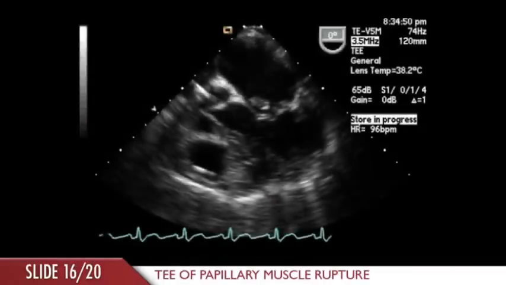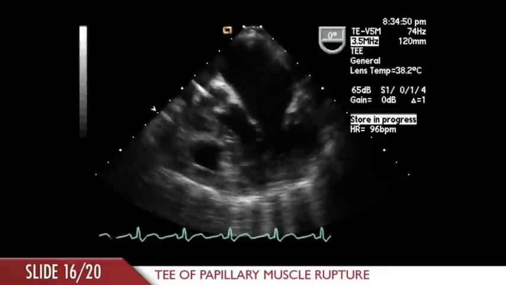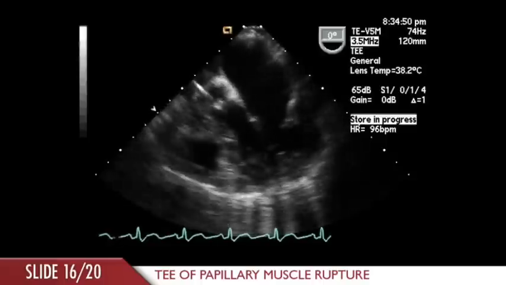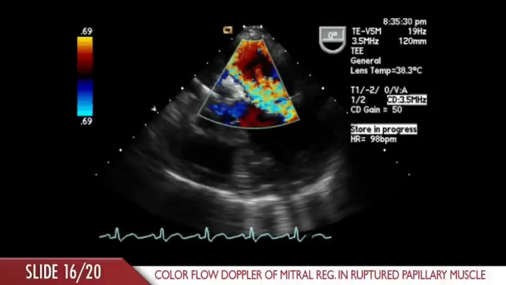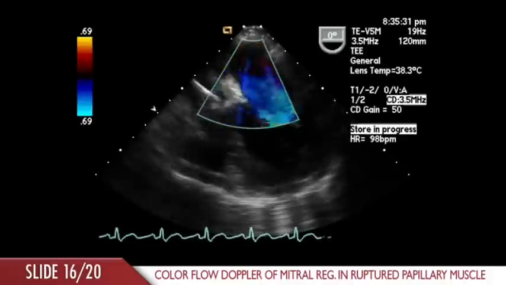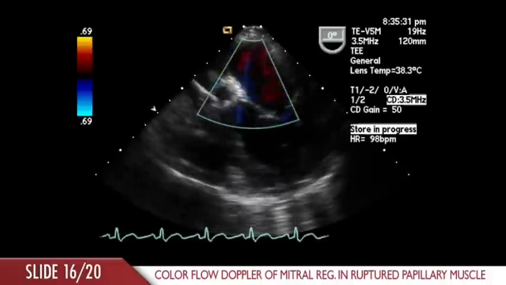This transesophageal echocardiogram was recorded in the same patient presented previously. Note the clearly visualized soft tissue density mass behind the anterior mitral leaflet, which represents a ruptured head of a papillary muscle. With color flow Doppler, a highly eccentric jet of moderate mitral regurgitation is clearly visualized.